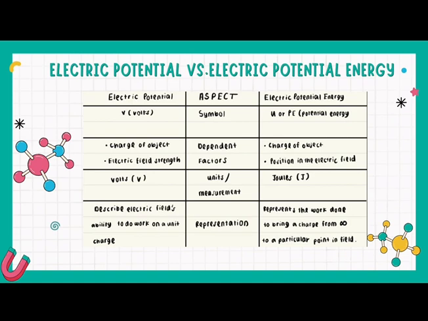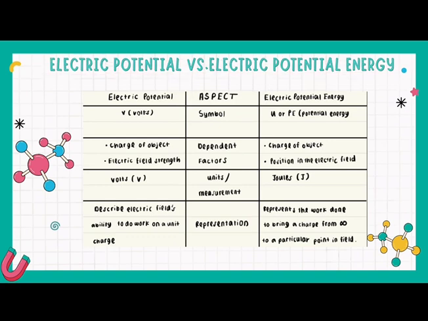Next, for the dependence factors, both concepts depend on the charge of objects. However, electric potential depends on electric field strength, while electric potential energy depends on the position of the charge in the electric field. Next, for units and measurement, electric potential uses volts. However, electric potential energy uses joules, since it's a kind of energy. And finally, for the representation, electric potential describes the electric field's ability to do work on a unit charge, while electric potential energy represents the work done to bring a charge from infinity to a particular point in the field.